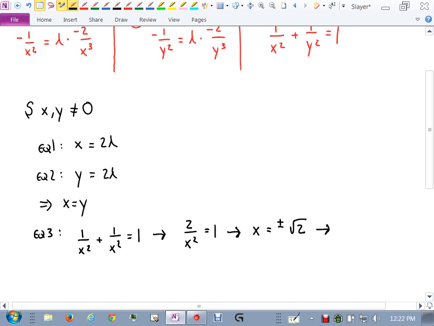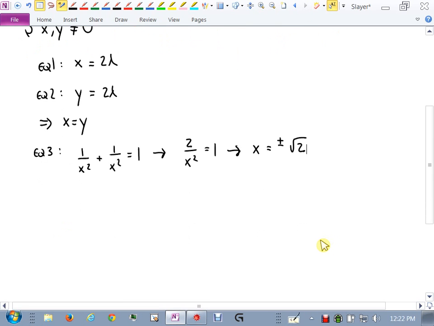But that means that y must be what? Well, maybe we should take these case by case so we don't screw up the signs. Suppose x is equal to the square root of 2. Then what's y? Remember, x was y, right? So y must be square root of 2. Suppose that x is equal to negative root 2, then y must be negative root 2 also.